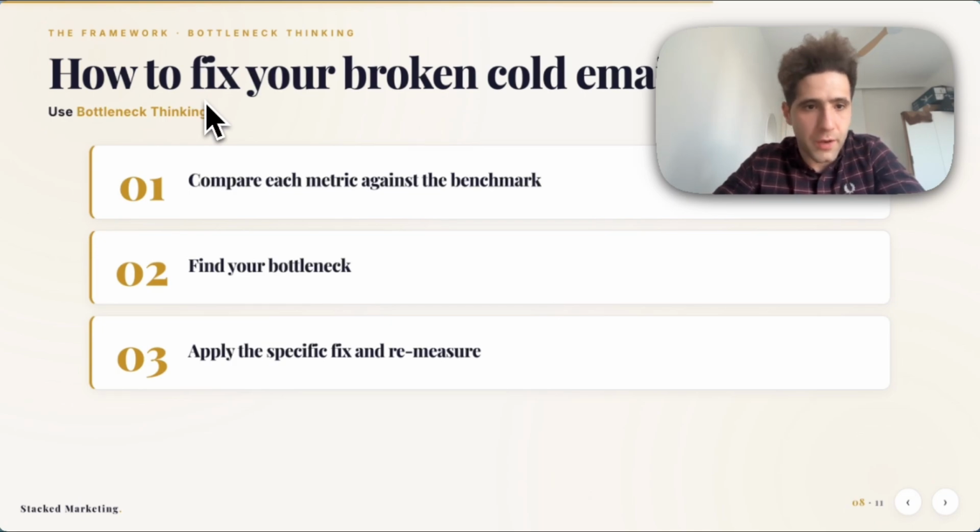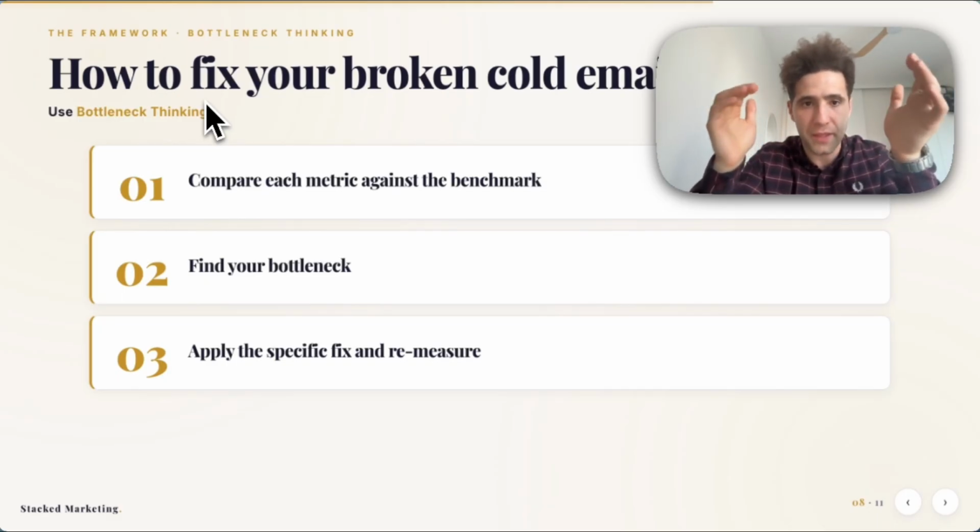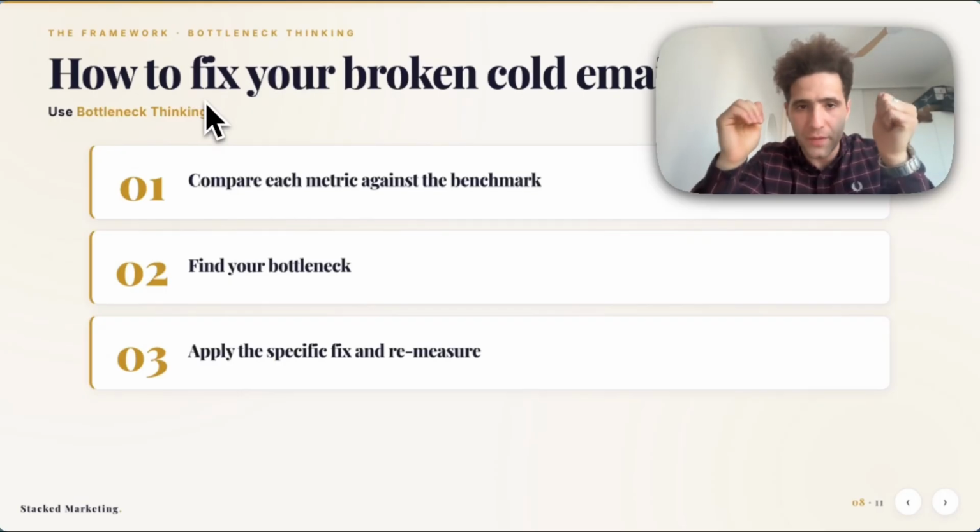Okay, so what happens if the metrics in your cold email campaign are falling short against the benchmarks that I've just shared with you here? There is going to be a problem somewhere within that cold email system. And there's a lot of variables to look at. The best way to approach this problem is to adopt a cognitive model called bottleneck thinking. Bottleneck thinking is hugely effective and something that I have used throughout my time in cold email. And it's a very efficient way to problem solve.